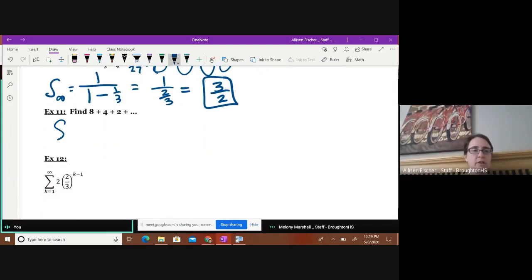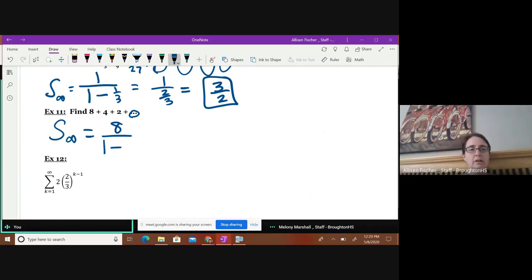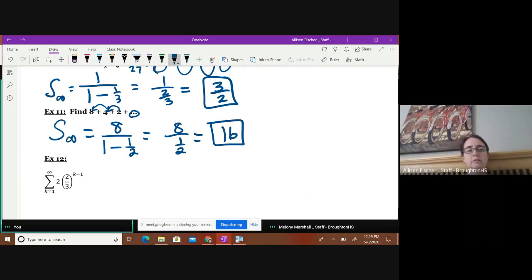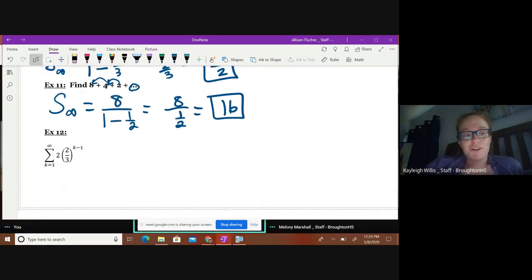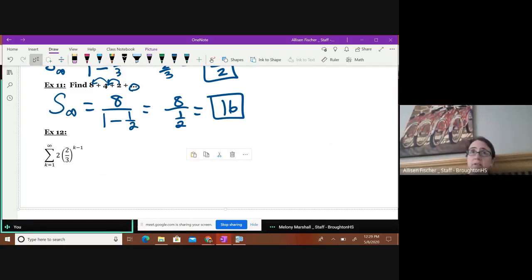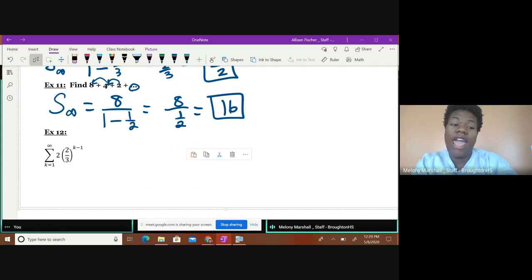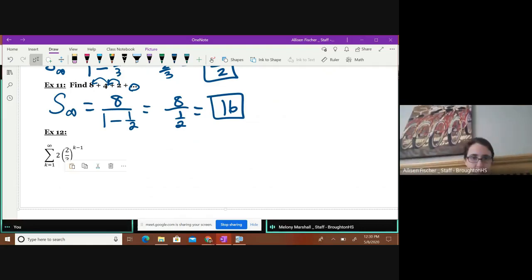All right, so for this one, sum to infinity, and this dot, dot, dot shows you it's going to infinity. You're going to do A1 divided by 1 minus R. And here, the R, if we divide 4 by 8, 2 by 4, our R value is 1/2. So 8 divided by 1/2. Keep change flip, and you get 16. And I would know that a sequence doesn't converge if my R was 2 instead of 1/2. So a converging series is one where the numbers are getting progressively smaller, and R has to be between 0 and 1. It has to be a fraction.